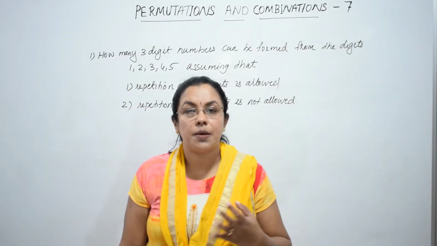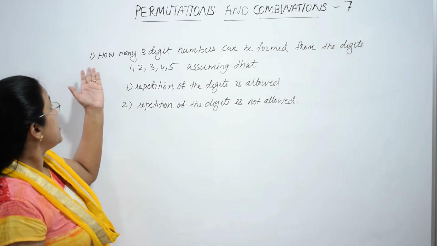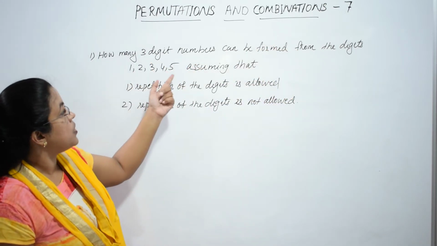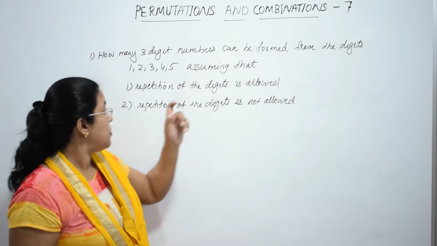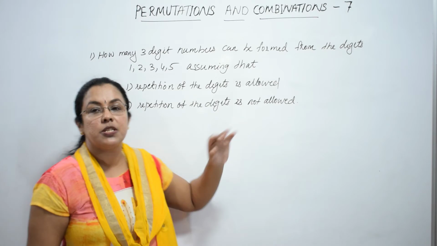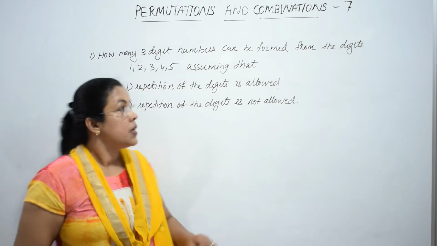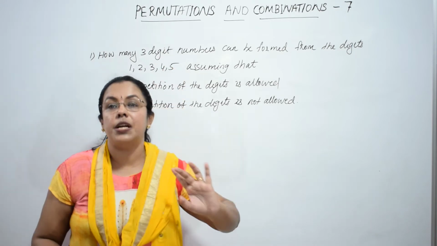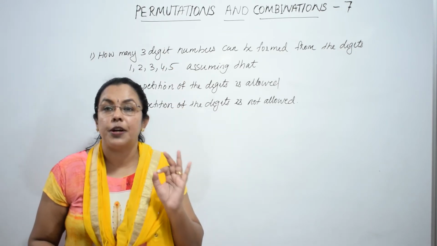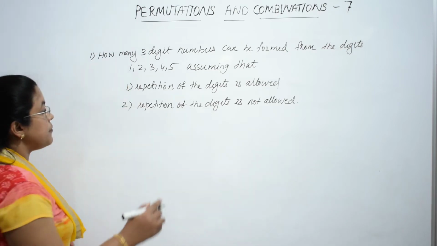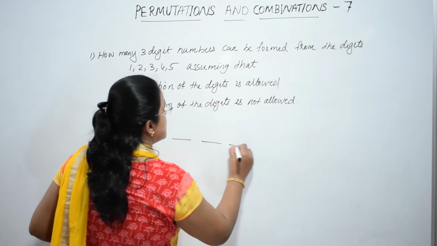Let us discuss some more questions. Look at the question. How many 3-digit numbers can be formed from the digits 1, 2, 3, 4, 5, assuming that repetition of digits is allowed and repetition of digits is not allowed? Now we have 5 digits and we have to form 3-digit numbers. We are using the fundamental principle of counting directly here.